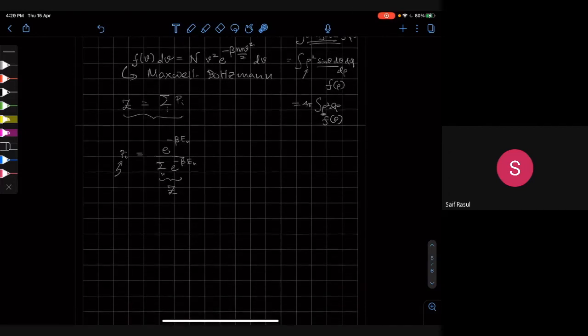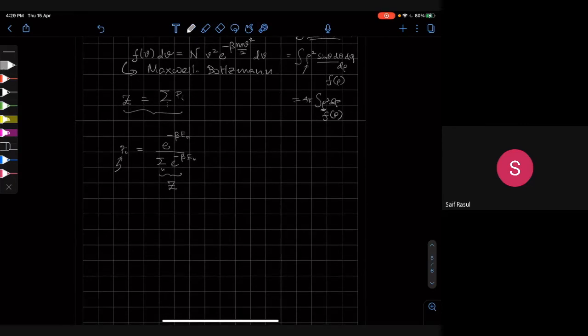Okay, so the next thing that we are going to do is find out what n is, right? So we demand that our Maxwell-Boltzmann distribution gives us 1 when we integrate over all the speeds.